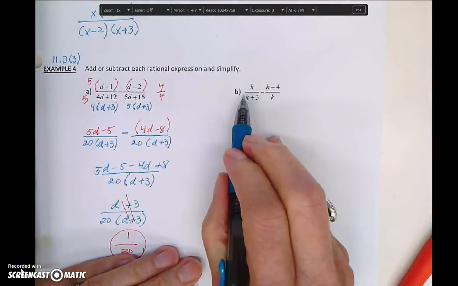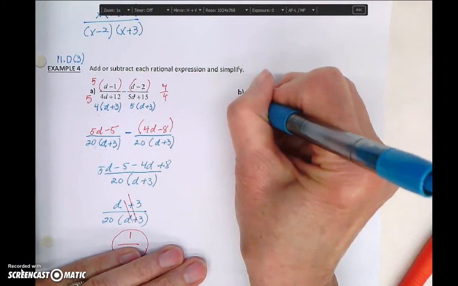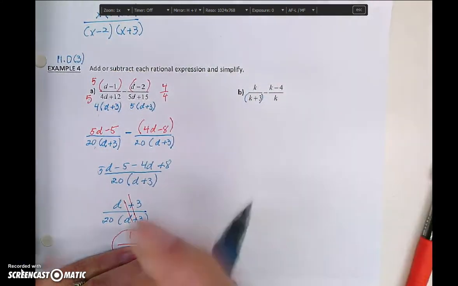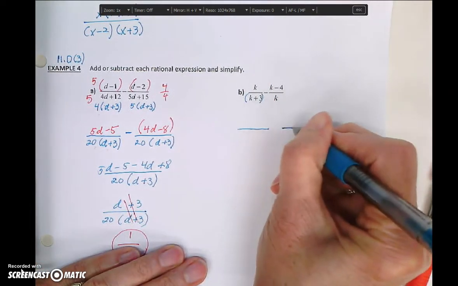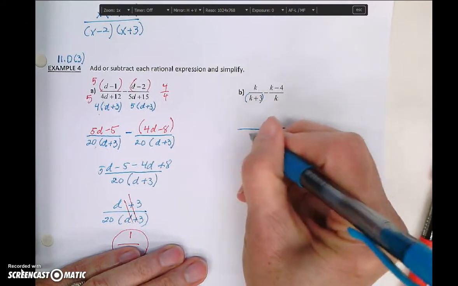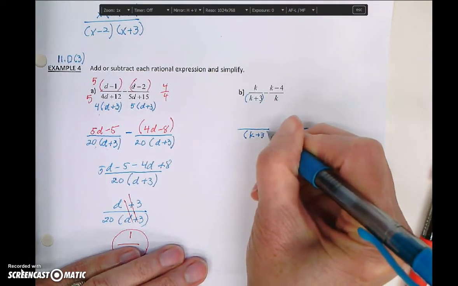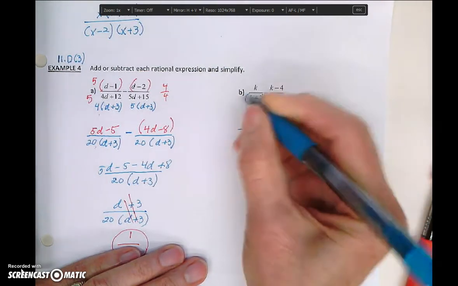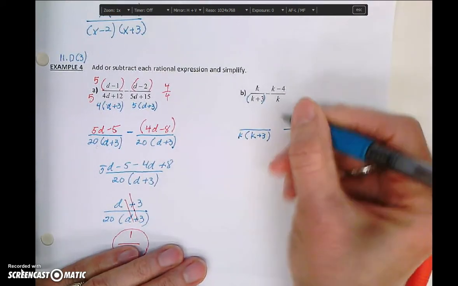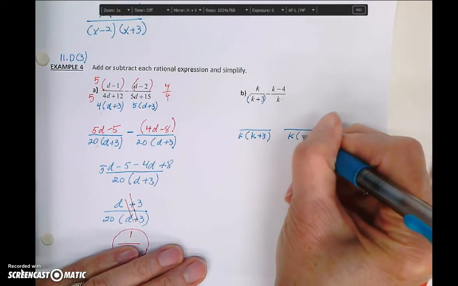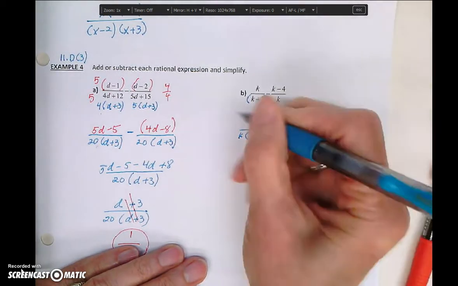Okay, so let's take a look at example B. For this one, I have the k plus 3. So remember that plus makes that a group or a team. So when I look for my common denominator here, it's got to have that k plus 3 parentheses in it. And here it needs to have a single k. That's different from this group here, so it's a single k. So my common denominator is k and k plus 3. And again, I've got that minus here in this one.